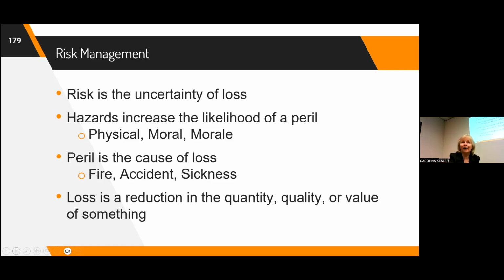Not caring about what kind of damage you do is also a morale hazard, right? Moral hazard means you lie. The client lies. It's a moral hazard. Physical hazard means like, oh, you left some spilled water on the floor and slipped in it, right? That's a physical hazard, right? Peril is the cause of a loss, a fire, accident, or sickness. Loss is a reduction in the quantity, quality, or value of something.